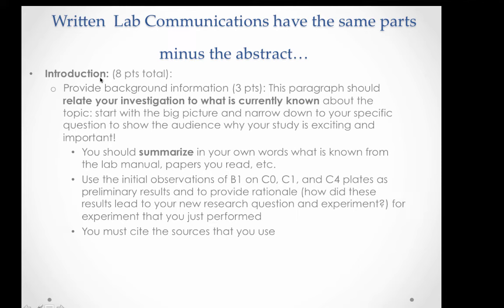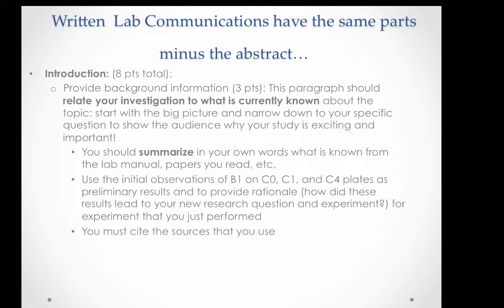In this introduction, you're going to provide background information, right? This paragraph relates to your investigation to what is currently known. We would like it if you would at least cite the lab manual, the section that you read on that topic, whatever we're doing at that point. And then you need to cite the paper that we have assigned you to read. And usually you will cite one additional paper. When you cite this information, you are summarizing in your own words what is known.